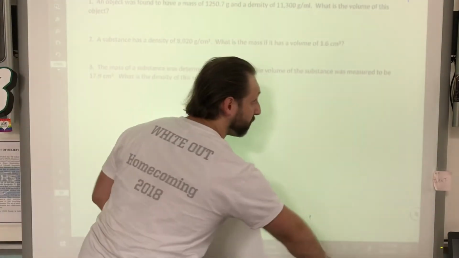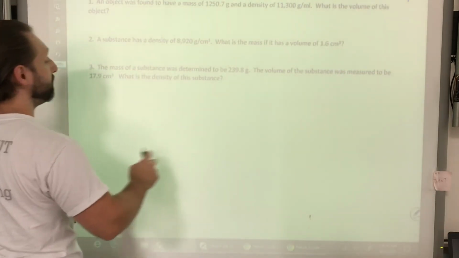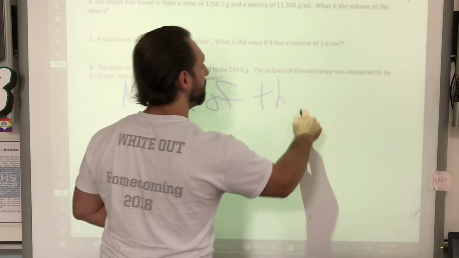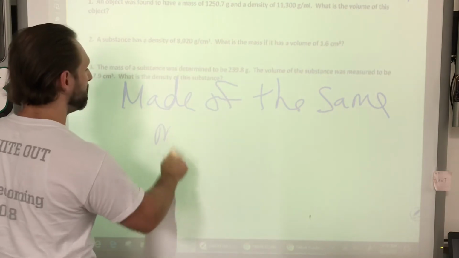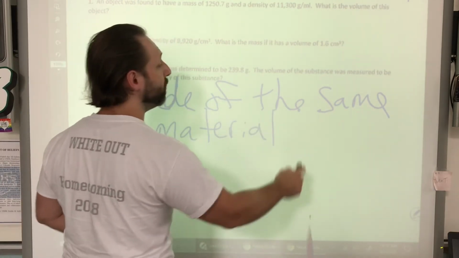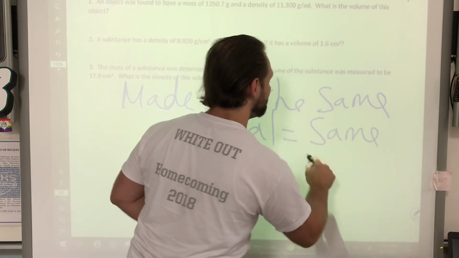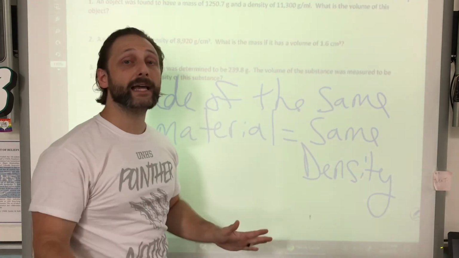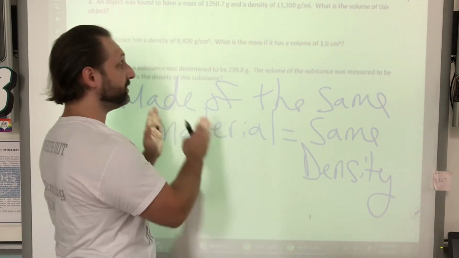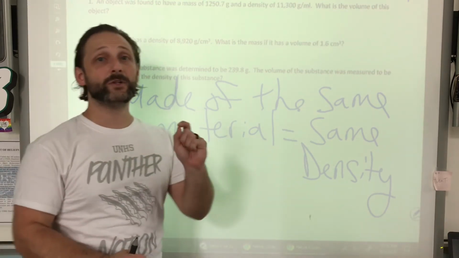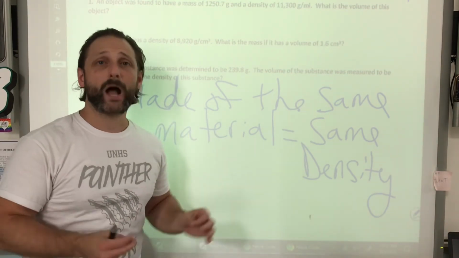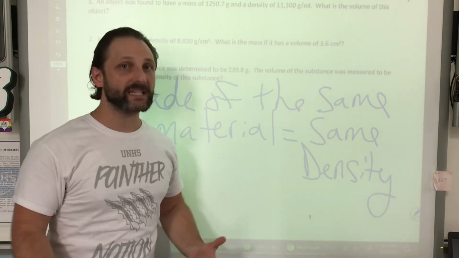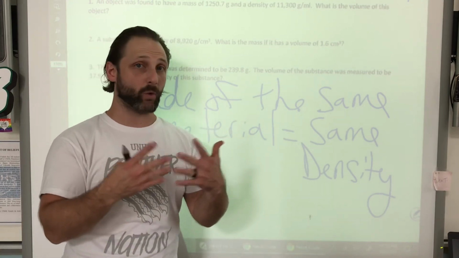Which leads me to a very important point. If an object, or if multiple objects, are made of the same material, they will equal the same density. No matter the shape, no matter the size, no matter any of that, as long as it's made of the same stuff. So if I have a piece of aluminum that's the size of a penny, and I have a piece of aluminum the size of a building, the atoms inside are arranged in the same spacing and order.